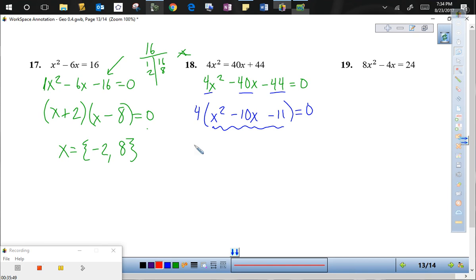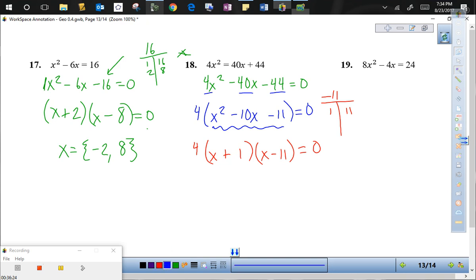We still have to keep the 4, but we know it's going to go into 2 sets of parentheses, and we know there's going to be an x in the first spot of both. So I just have to decide, what are the factors of 11 that give me a difference of 10? And that, of course, is 1 and 11 because you don't have any other options. So we've got 1 and 11, and then the signs are different. The negative goes with the larger number, the sign of the middle term with the larger number.